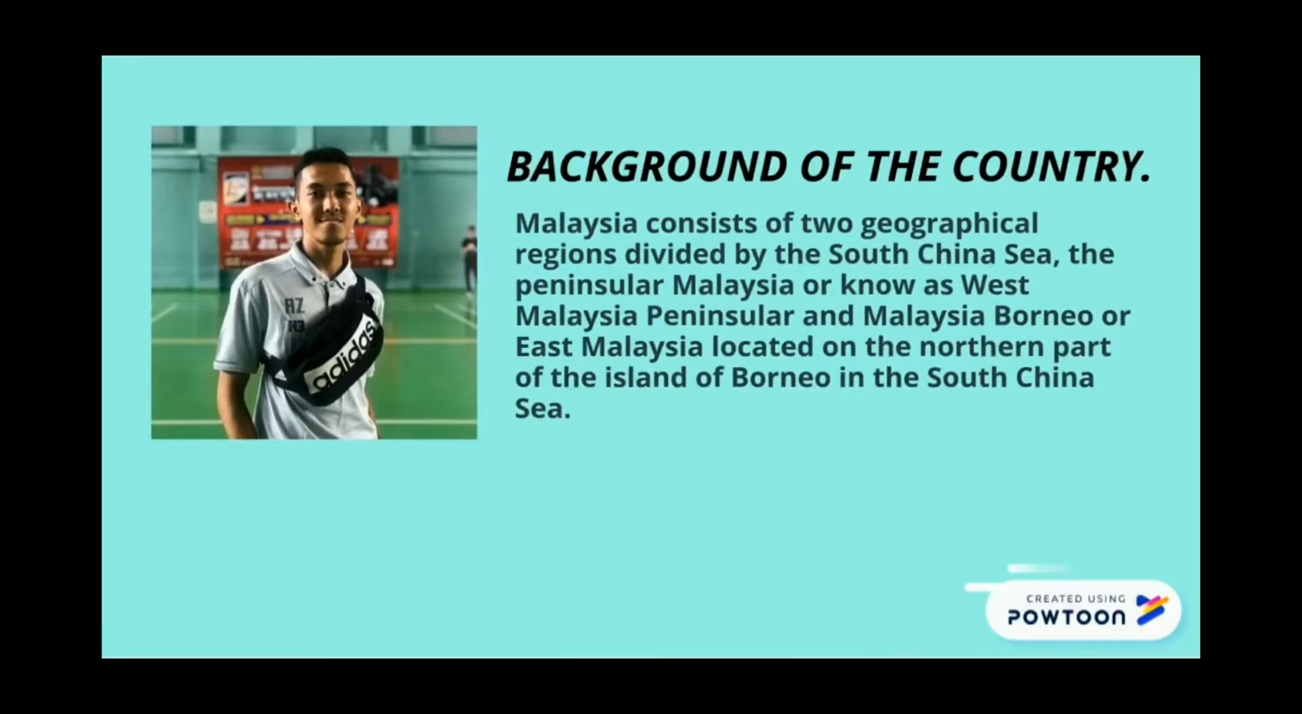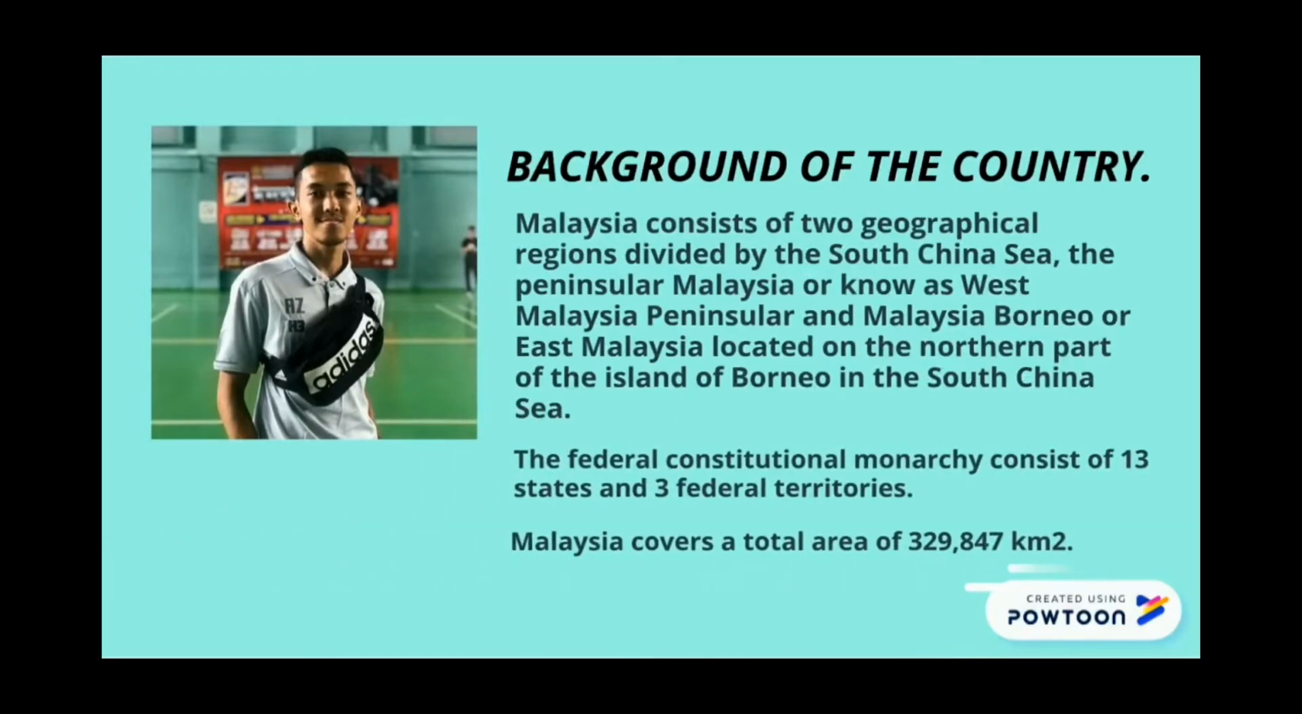Background of the country. Malaysia consists of two geographical regions divided by the South China Sea: Peninsular Malaysia, also known as West Malaysia, and Malaysian Borneo, or East Malaysia, located on the northern part of the island of Borneo in the South China Sea. The federal constitutional monarchy consists of 13 states and 3 federal territories. Malaysia covers a total area of 329,847 km squared.